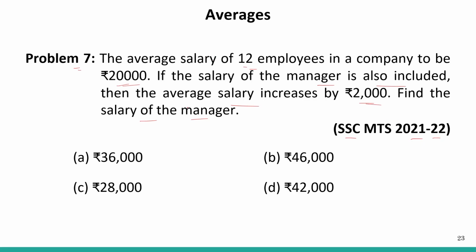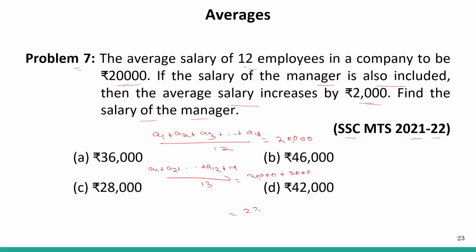Let those employees be A1, A2, A3, up to A12. These are the employees. Their average salary is A1 plus A2 plus up to A12, by 12, equal to 20,000. If the salary of the manager is also included, A1 plus A2 plus up to A12 plus M, whole by 13, then this is equal to what? The average salary increases by 2,000, so it is 20,000 plus 2,000, which is equal to 22,000, right?